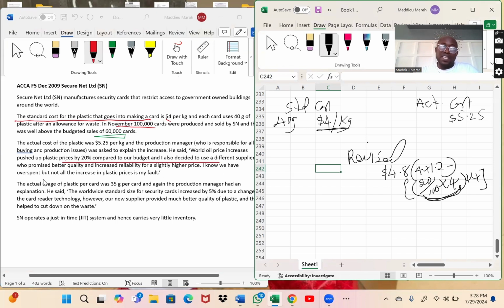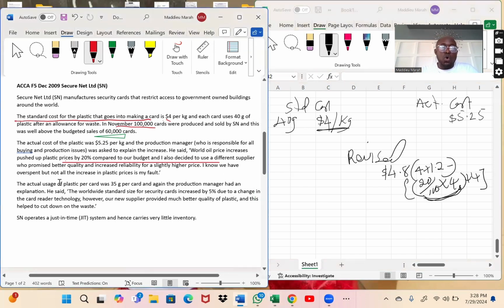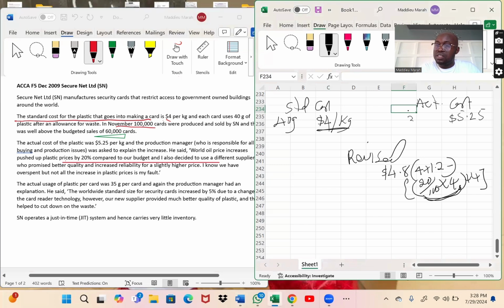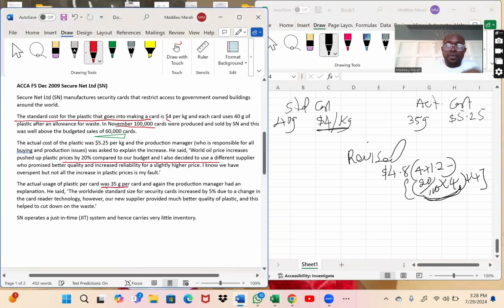I know we have overspent, but not all the increase in plastic prices is my fault. This is the production manager speaking. Now, the next paragraph. The actual usage of plastic per card was 35 grams. So our actual usage was how much? 35 grams. Another important piece of information per card.